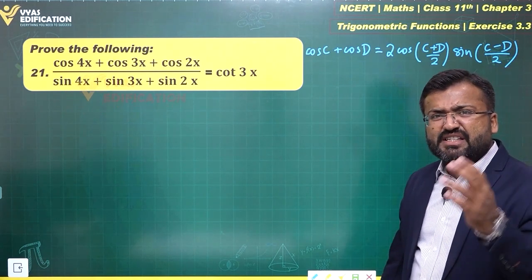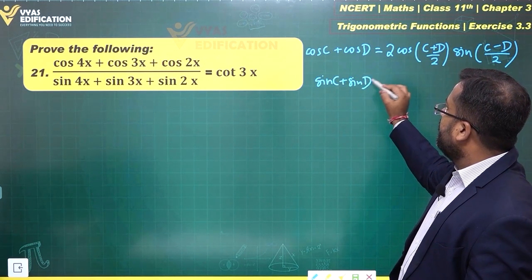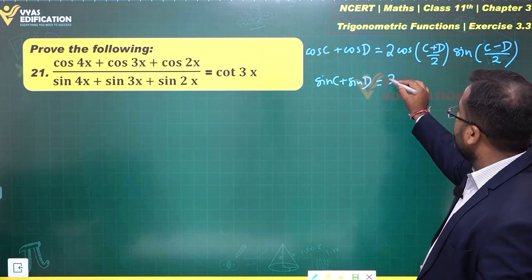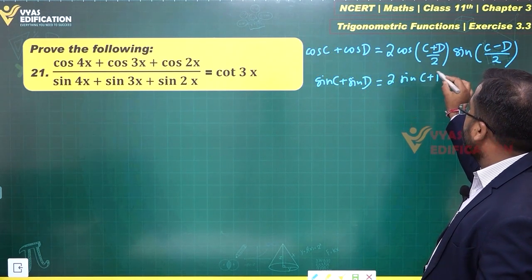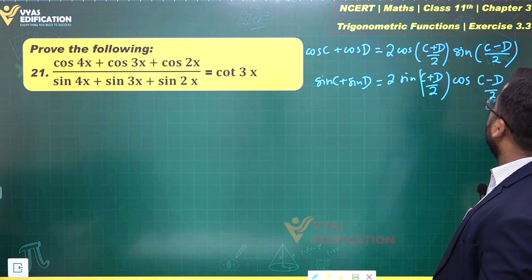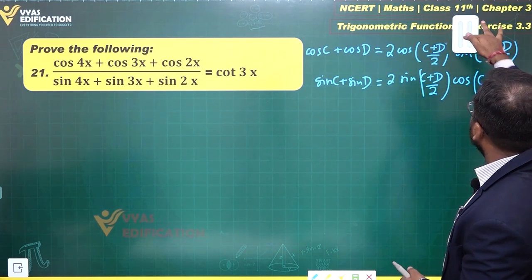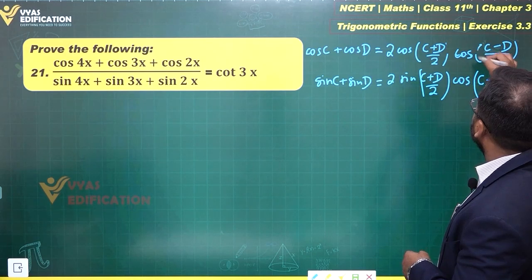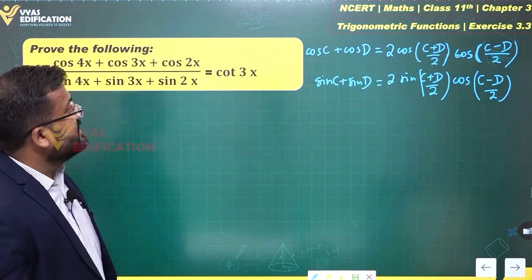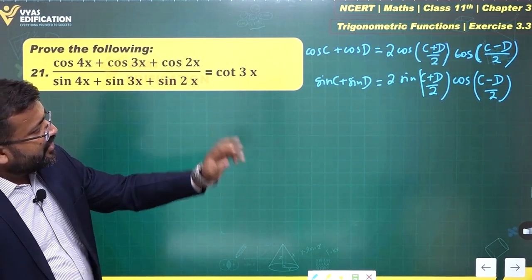What about sin C plus sin D? Sin C plus sin D will be required in the denominator. This is equal to 2 sin C plus D by 2 cos C minus D by 2. Cos C plus cos D would have a cos over here, not a sin over here. This is cos C plus D by 2, right? Let's write the formula properly. That's not the correct formula. This is 2 cos C plus D by 2 cos of C minus D by 2. Sin C plus sin D is 2 sin C plus D by 2 cos of C minus D by 2.